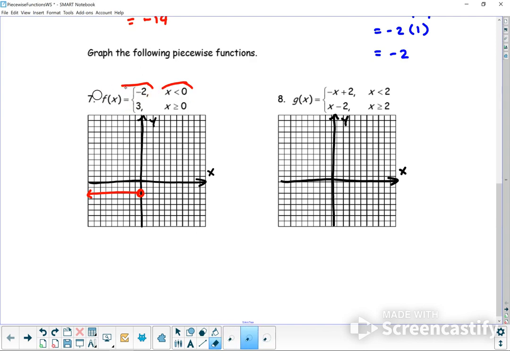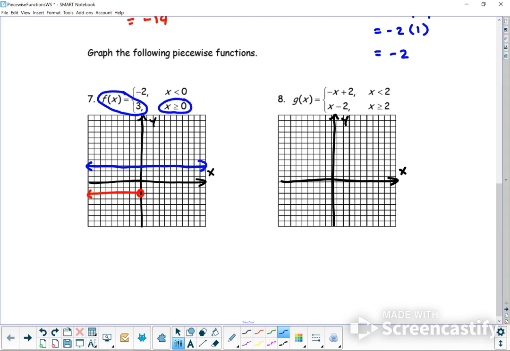For my second one, I want the function to be equal to 3. If you're graphing f of x equals 3, you're talking about this line here. But I only want this for 0 and bigger than 0, which means I want everything on the right-hand side only. And I actually want 0 as well, so I'm going to exaggerate and draw a big old fat dot right there.